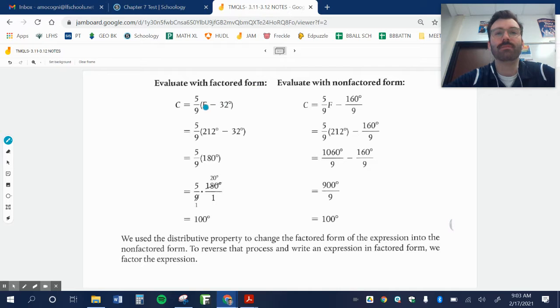Evaluating the factored form, when Fahrenheit is 212, it shows your work here. Evaluating the non-factored form would be a little bit tougher. Let's keep going.